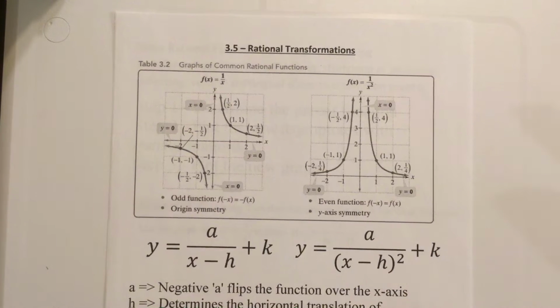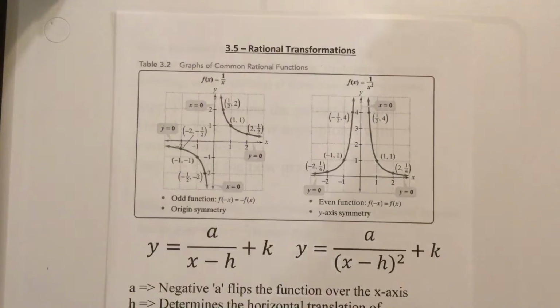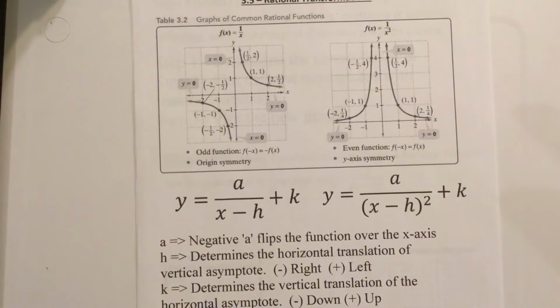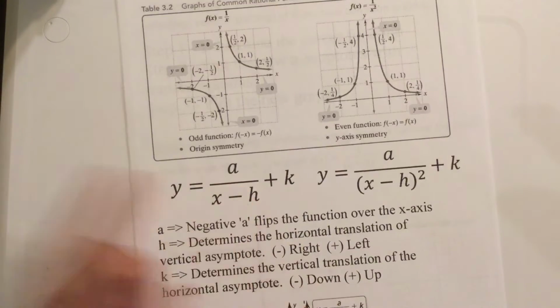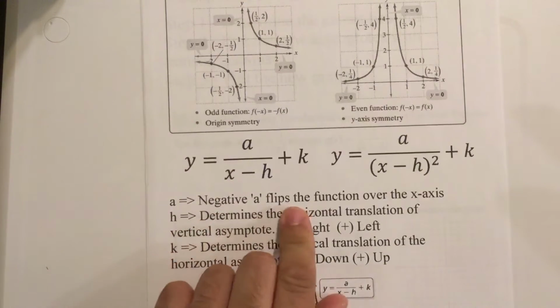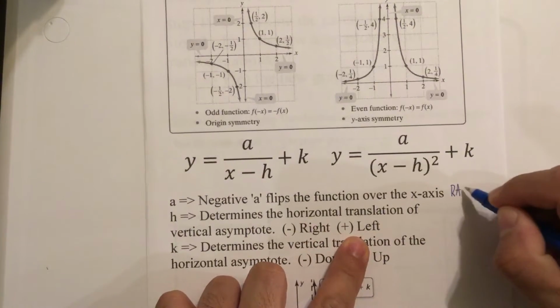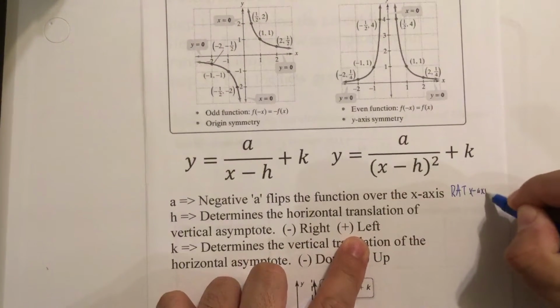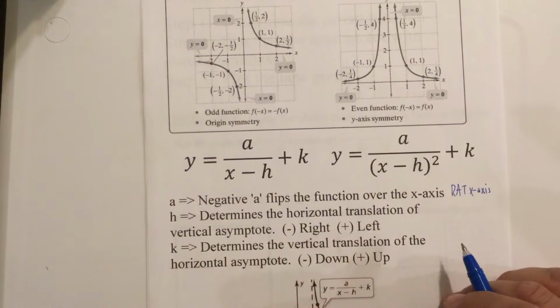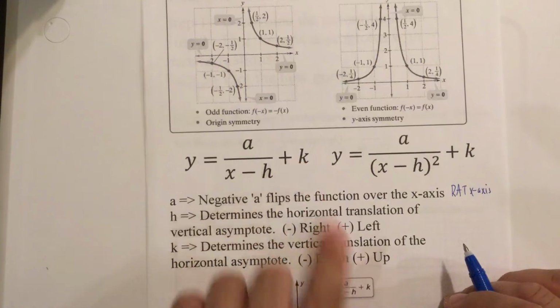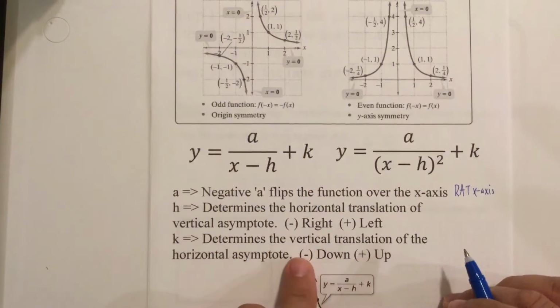All right, so these are the notes for the rational transformations. With the rational transformations, we already know it's going to deal with A, H, and K. So if you remember A, right here, if A is negative, it flips a function over the x-axis, so it reflects across the x-axis. H makes your graph move left and right. The K value makes your graph go up and down, right?